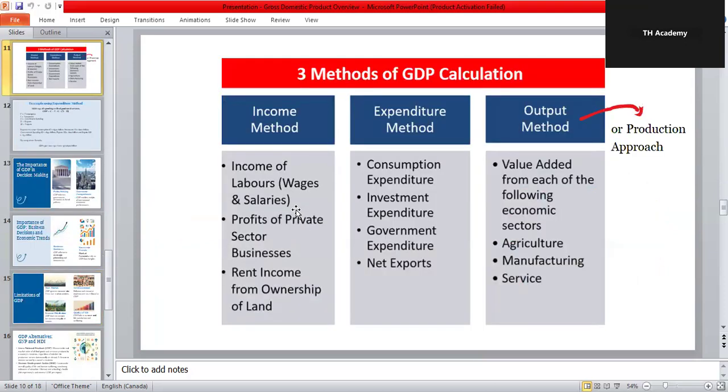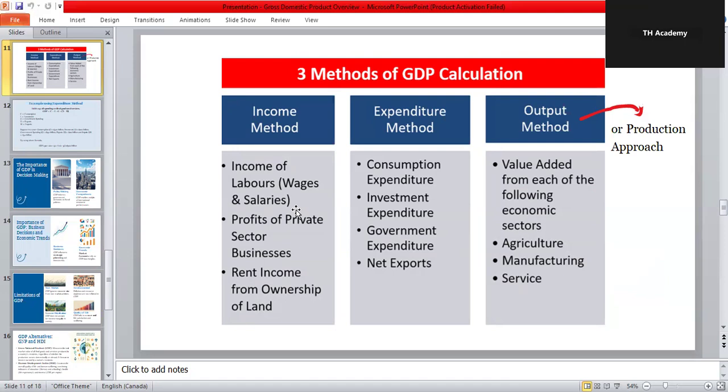Income method. We add up everyone's income, like salaries, profits, rent, and interest. It shows how much money people and companies earn. Next one is the expenditure method. We add up how much money people, businesses, and the government spend on goods and services.